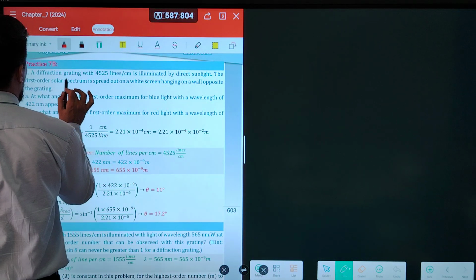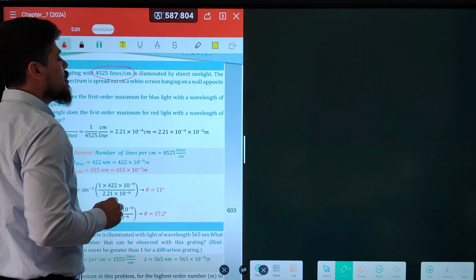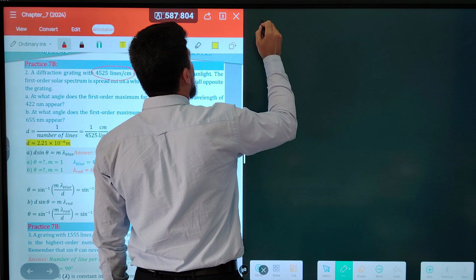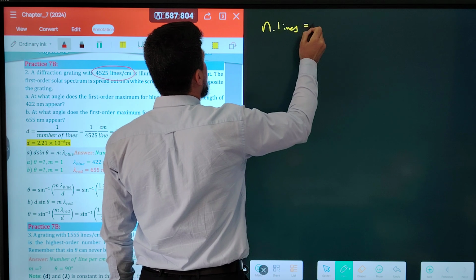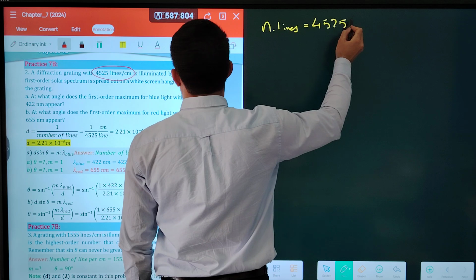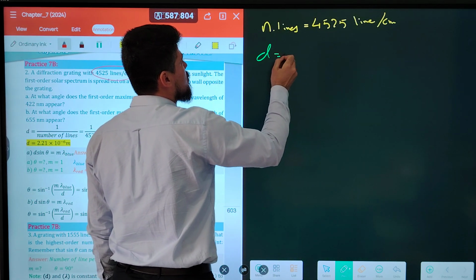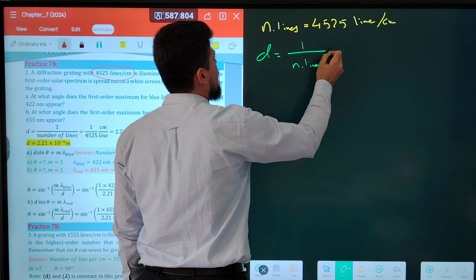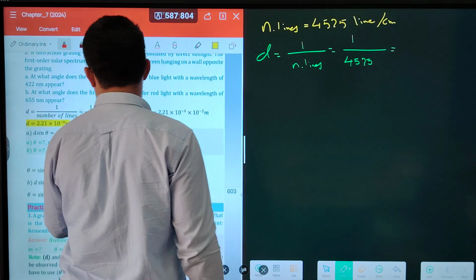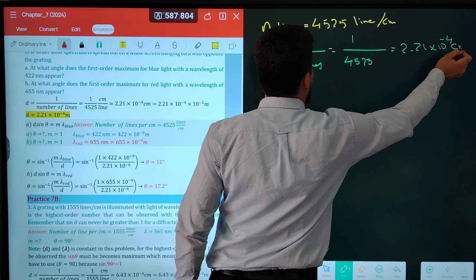The question says: a diffraction grating with 4,525 lines per centimeter. Again, the number of lines was given in lines per centimeter. Number of lines is equal to 4,525 lines per centimeter. You can convert into distance. d is equal to 1 over number of lines, 1 divided by 4,525, which is equal to 2.21 times 10 to the power negative 4 centimeter.